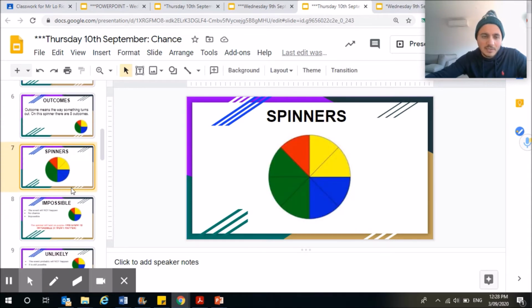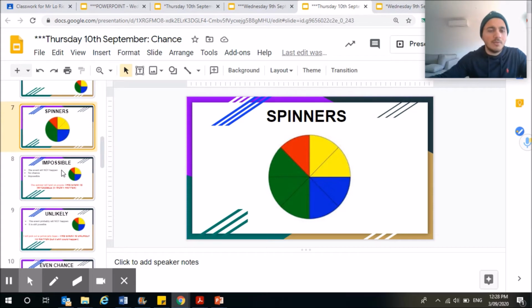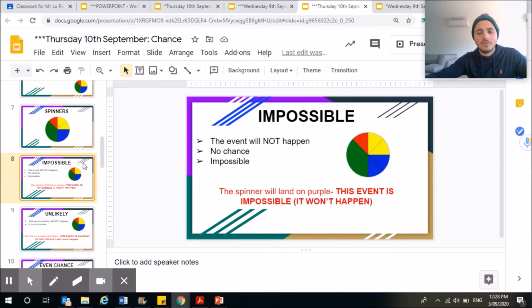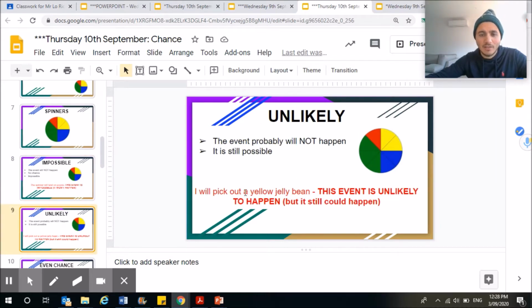Okay, so we're going to use spinners, and we're going to go through our probability scale. I'm going to show you some examples. Something that's impossible with this spinner: the spinner will land on purple. There is no purple wedge on this spinner, so this event is impossible. The event of landing on a purple is impossible.